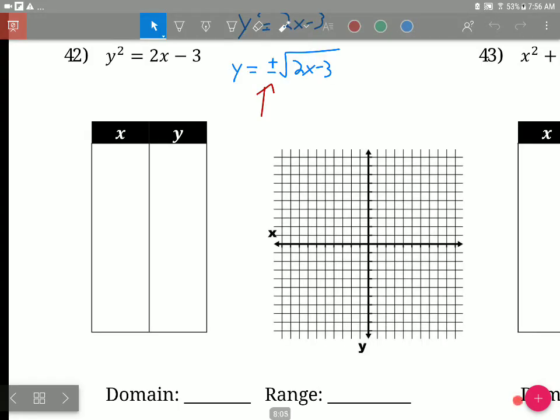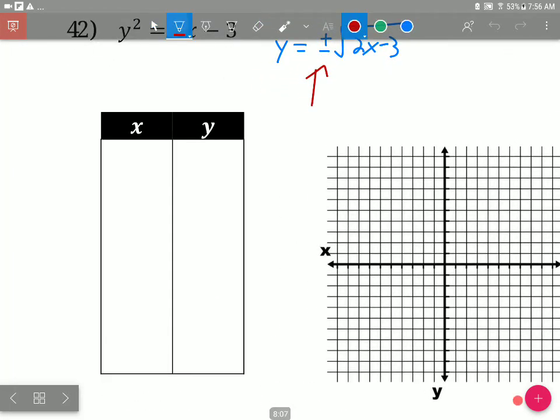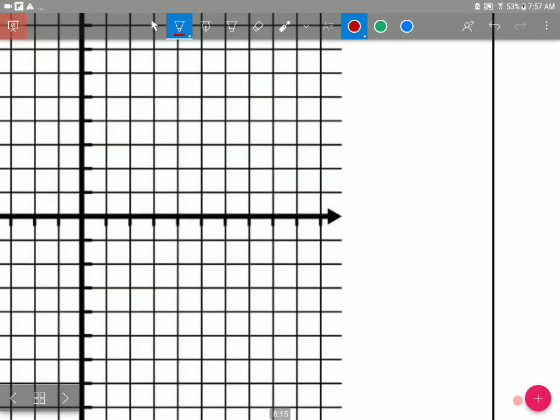So I've got 2, 1, 2, negative 1, 6, 3, and 6, negative 3. So we know it's somewhere in there.